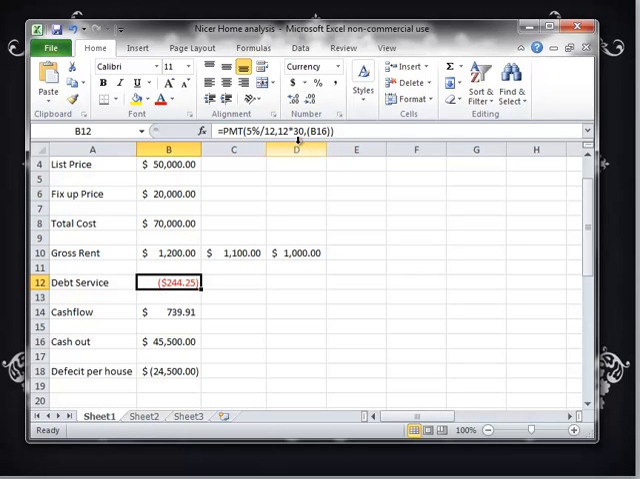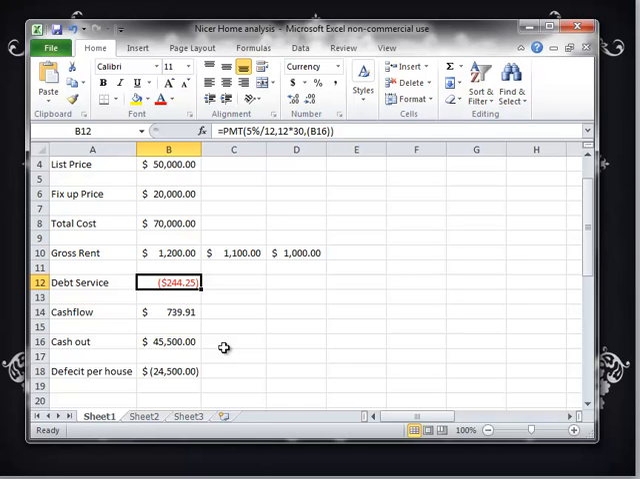I could have put 360 in there as well, but this is a 30-year mortgage, and then we separate all this with commas. I separated the interest rate from the terms with a comma, and then I separated the amount we're borrowing in B16. That's this number right here, the 45,500, and that's 65% of the total appraisal value of the house.